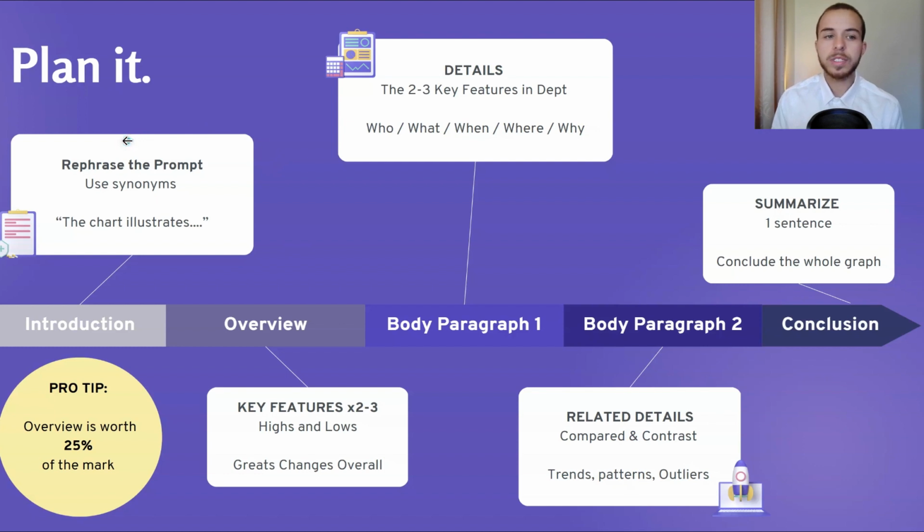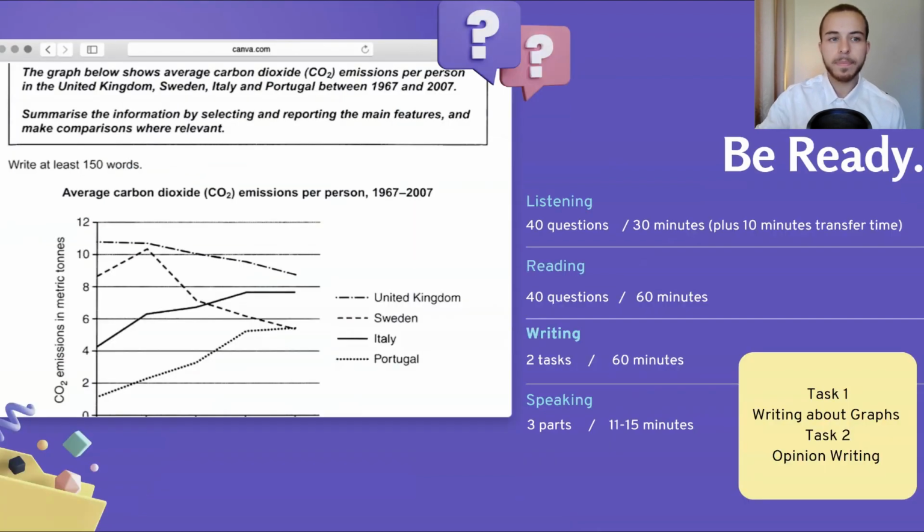So, first, start by rephrasing the prompt. Use the phrase, "This chart illustrates." That will tell the examiner that you are looking overall at the chart. What did our chart say? It says the graph shows the average carbon dioxide. But you can't just copy this word for word. You need to use your own words.